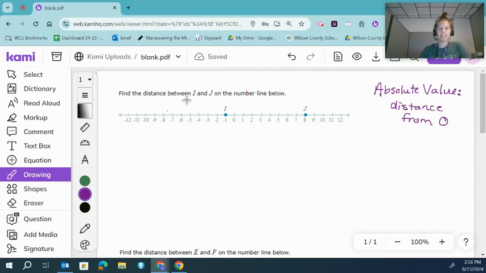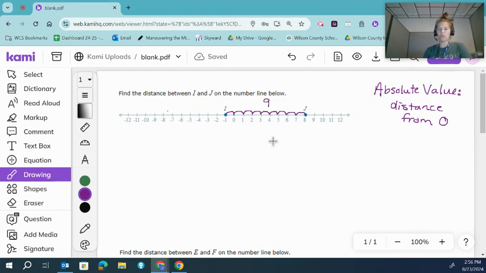So if we are finding the distance between I at -1 and J at 8, we are finding the distance between -1 and 8 on the number line. You can do this by simply counting the spaces. So you would go 1, 2, 3, 4, 5, 6, 7, 8, 9 spaces. So the distance between I and J is 9.